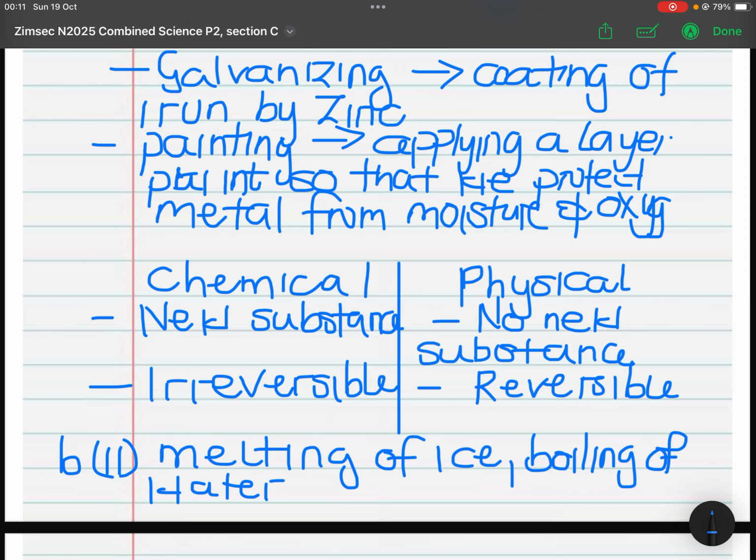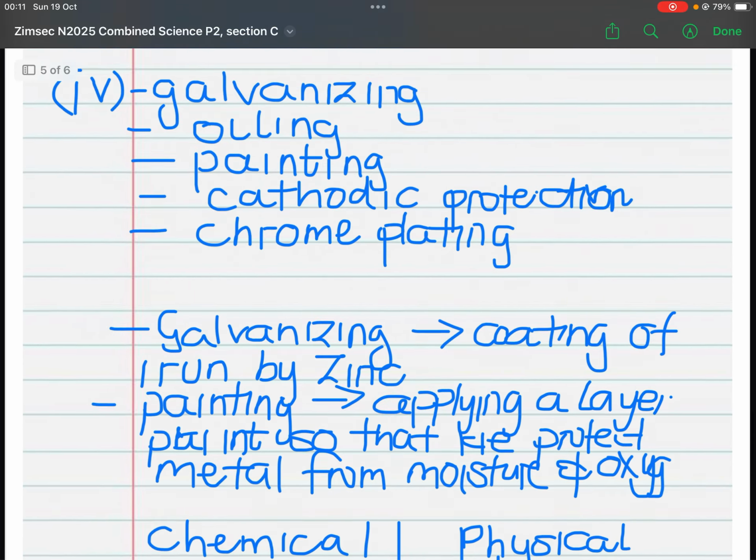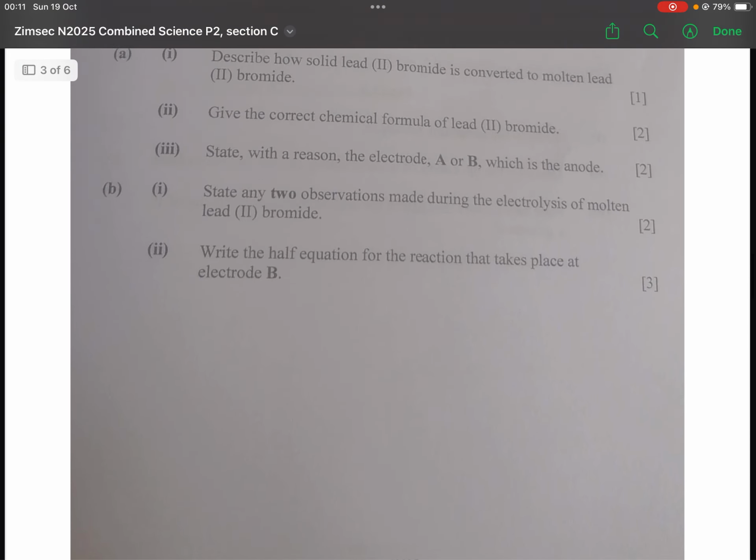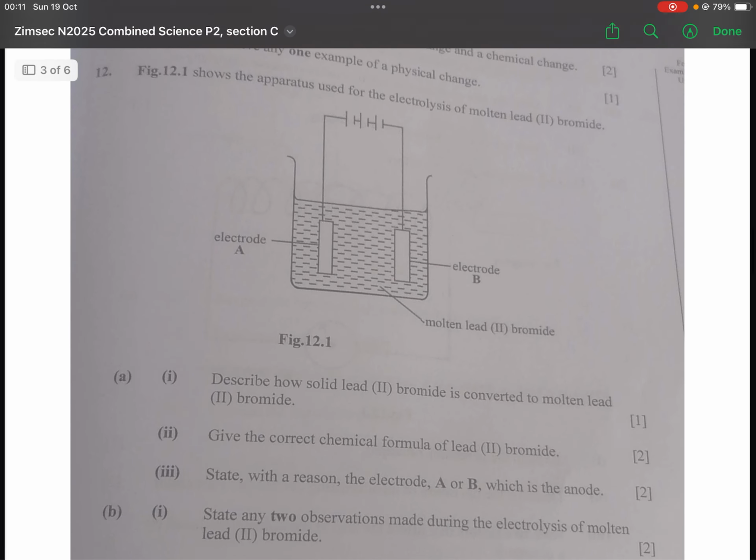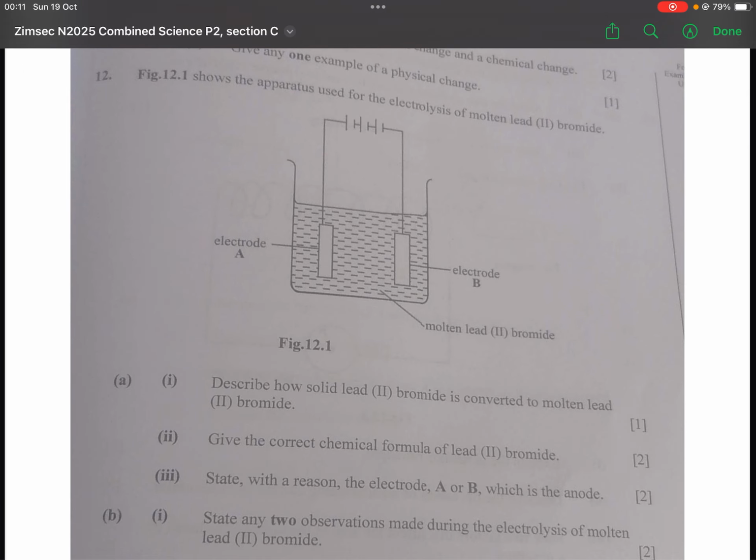So we are done with the question that was on number 11 in November 2025. We are now proceeding to the last part of the question, which is number 12. Fig 12.1 shows the apparatus used for the electrolysis of molten lead(II) bromide. Describe how the solid lead(II) bromide is converted to molten lead(II) bromide. The question is worth 1 mark.